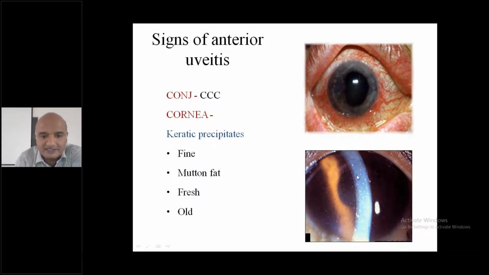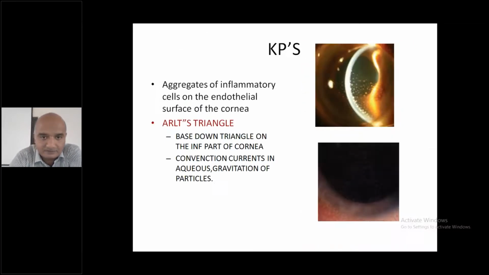On the cornea, when you examine, you see the type of KPs. You can see a lot of dots on the cornea on the endothelial side. That is why you define the type of KPs, whether they are fine, mutton fat, fresh, or old. Based on that, you classify the type of KPs. Now, what are KPs? KPs are nothing but aggregates of inflammatory cells on the endothelial surface of the cornea. When they are in the form of a triangle in the inferior part of the cornea, like in the second picture here, you can see they are in the form of a triangle here.